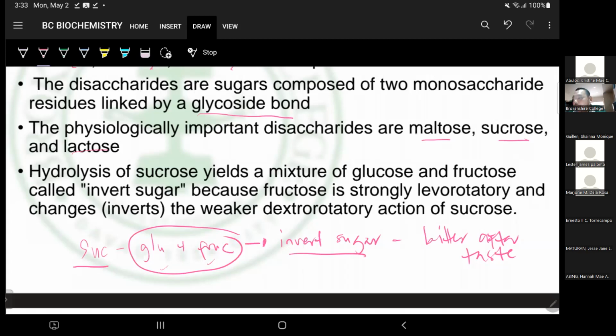And then also, ang isa sa pinaka-distinct niya compared to your sucrose is that nagli-leave siya ng bitter aftertaste. Do you follow? Naintindihan ba guys? So yun yung pinakaiba ni sucrose sa inverted sugar na may composition of glucose and fructose. Mas sweeter si invert sugar but at the same time, bitter yung taste niya. So fructose is strongly levorotatory and changes, inverts, the weaker dextrorotatory action of that of your sucrose. So yun yung nangyayari.